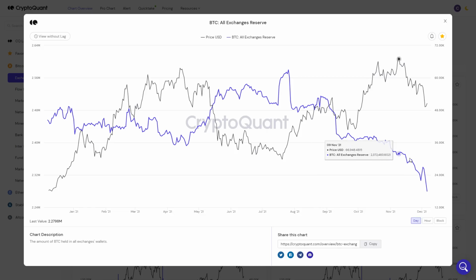And especially if this continues to the downside, at some point we will enter into a supply shock, which basically means if this stays on the same trend of Bitcoin getting withdrawn from exchanges, eventually there's going to be no more Bitcoin on exchanges, which means all of the people wanting to buy Bitcoin every single day will have no more Bitcoin to buy at the current prices.